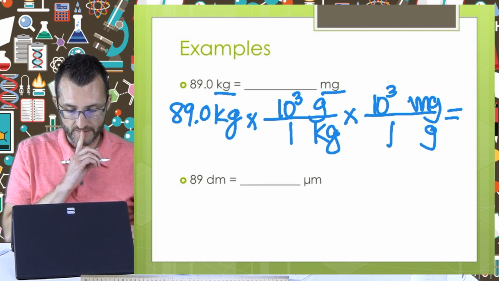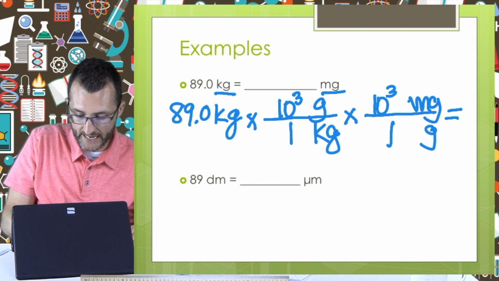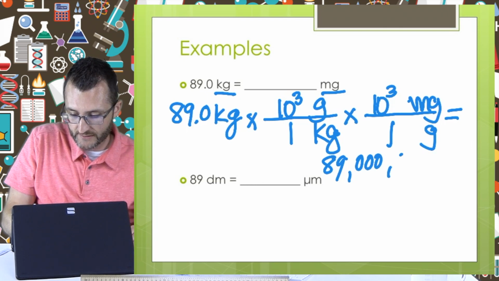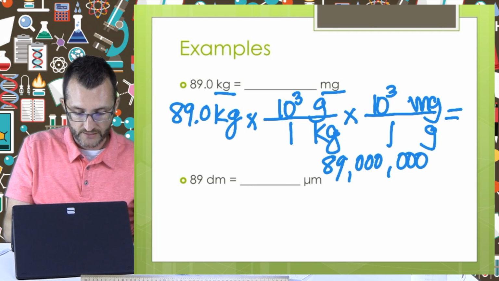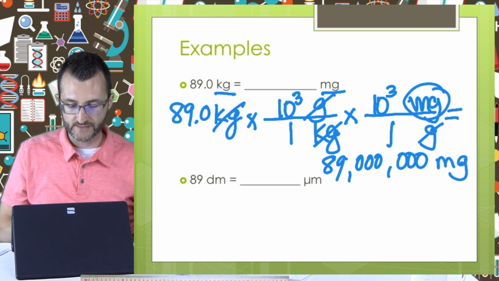All right, so I'm multiplying by 1,000 and then 1,000 again. I'm only dividing by one, so I can kind of ignore that. I get a big long number. I get 89 million. And let's check units, right? Yep. Okay, so kilograms cancel out, grams cancel out. I'm left with milligrams. That's what I wanted in the first place. Perfect. All right, let's do the second one.